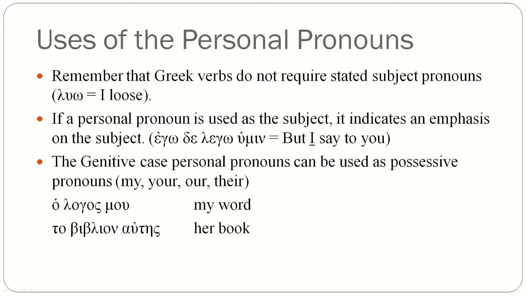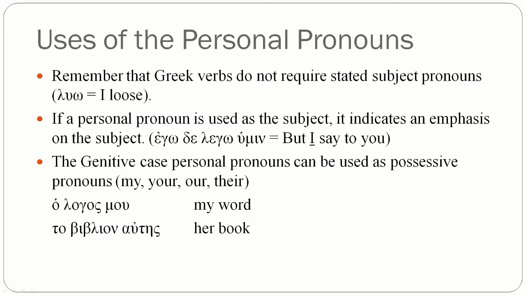We went over this in the forms, but something to take note of. The genitive case personal pronouns, mu, su, tu, autes, any of those genitive ones, can be used just as possessive pronouns. You don't have to always say "of me, of you, of them." You can just translate this as a personal pronoun: my, your, our, or their. So, for example, ha logos mu, you can translate that "the word of me," or you can simply translate that "my word."